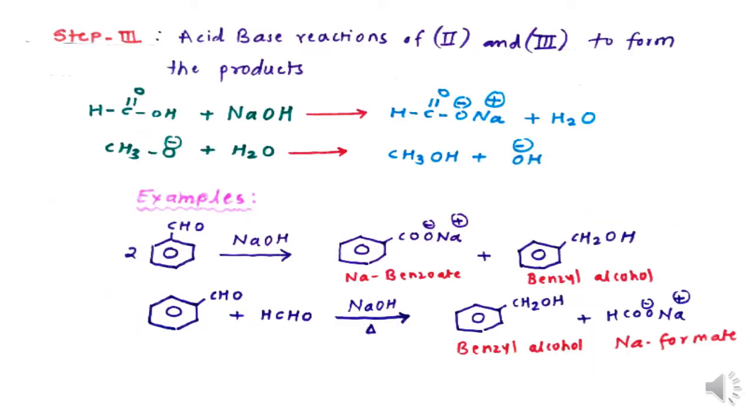In the last step, that is the third step, there is an acid base reaction of second and third to form the final products. So HCOOH, that is the formic acid, reacts with the base sodium hydroxide and we get the sodium salt of formic acid, that is sodium formate. And the CH3O minus ion abstracts a proton from the water molecule and gets converted to CH3OH, that is methyl alcohol. So in this way the reaction takes place.